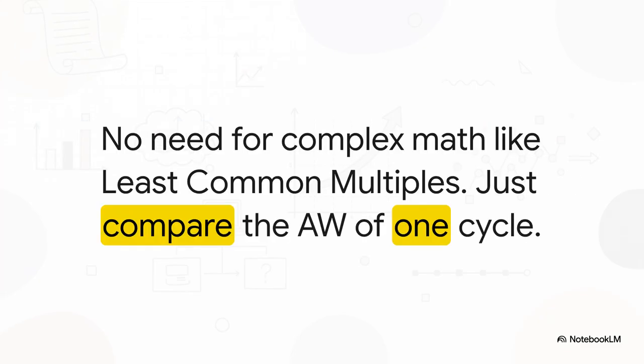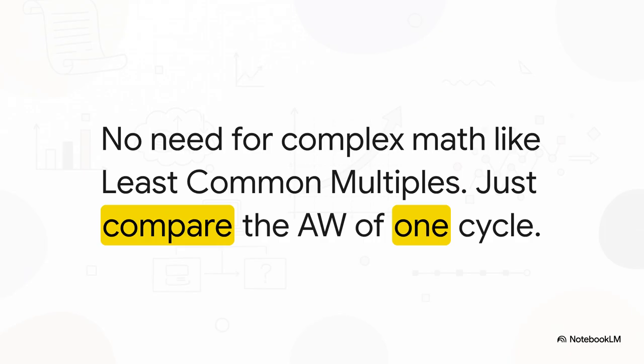And this is what makes the whole thing so powerful. You don't have to do any crazy math like finding the least common multiple of the project years, finding a 15-year timeline for a 3-year and 5-year project. Nope. You just evaluate one cycle of the 3-year project against one cycle of the 5-year project. And because of that repeatability assumption, the comparison is totally fair and mathematically sound.